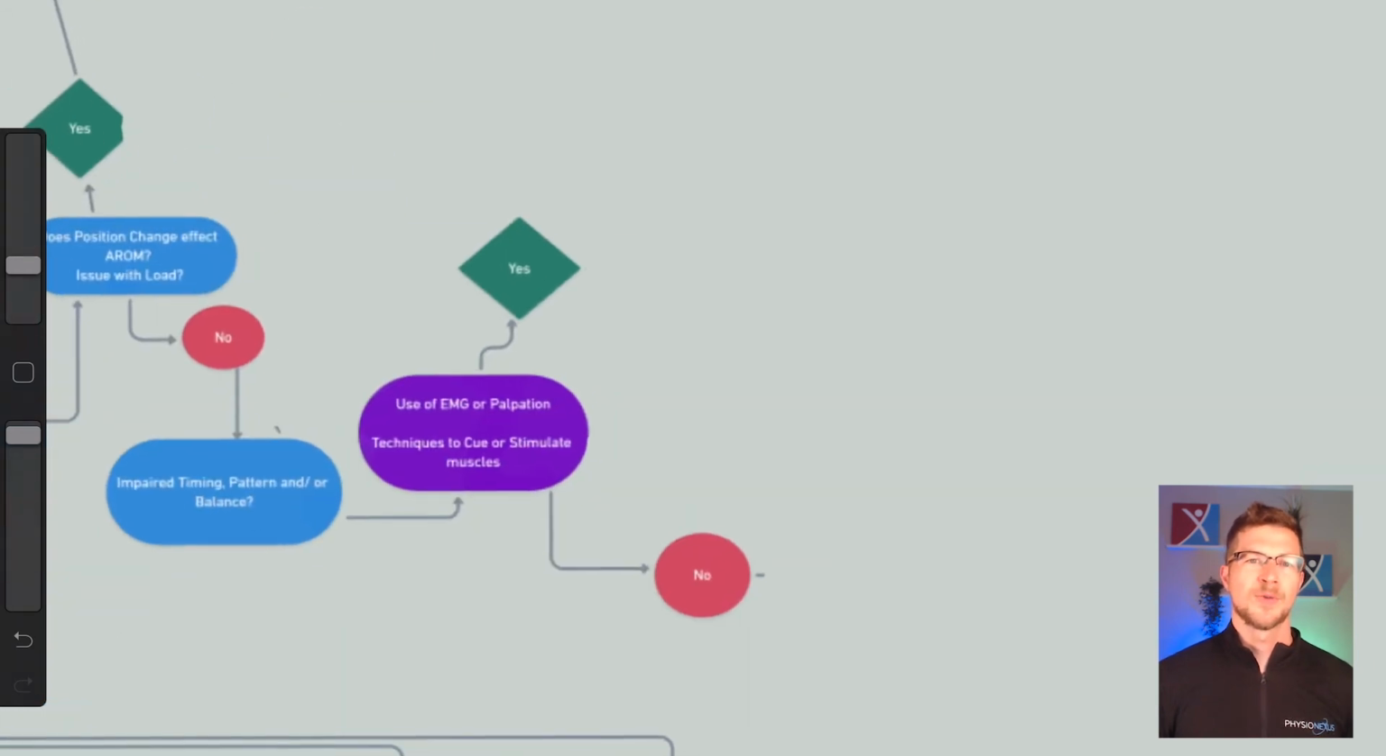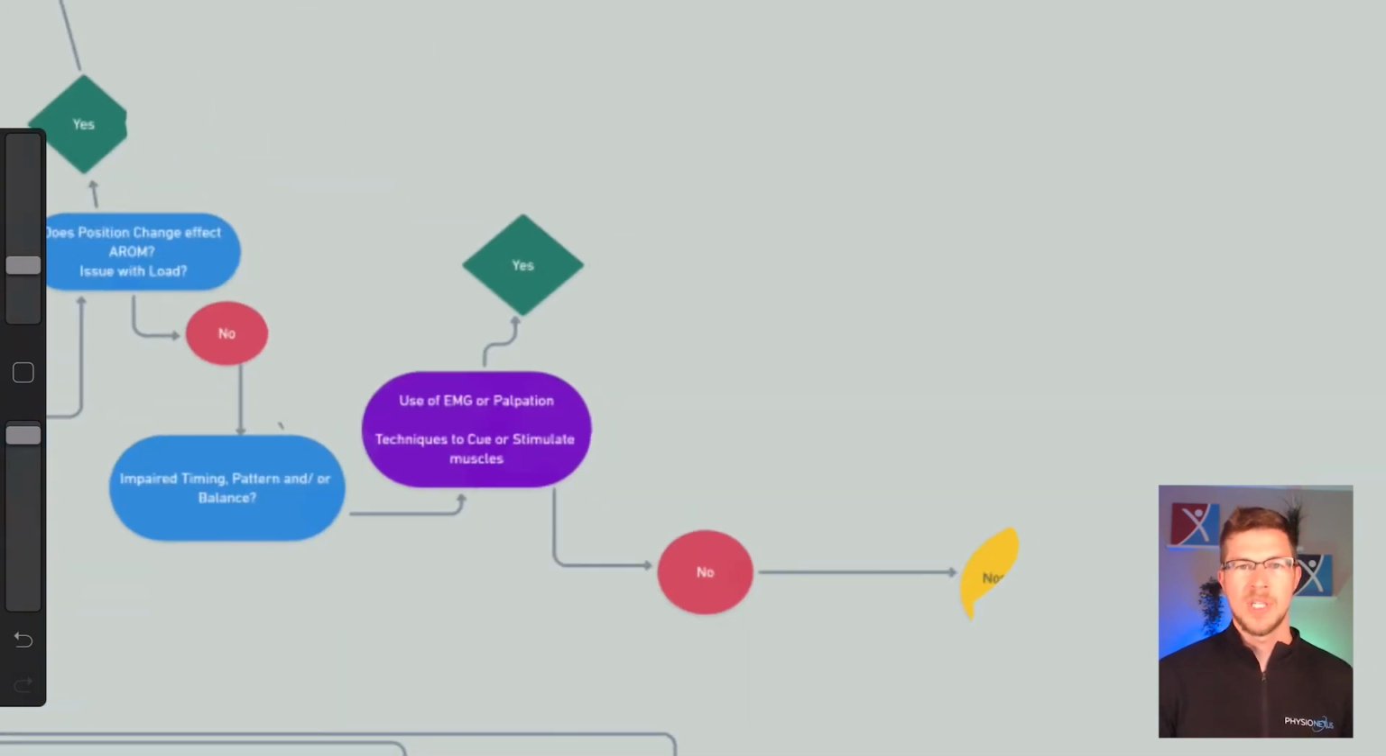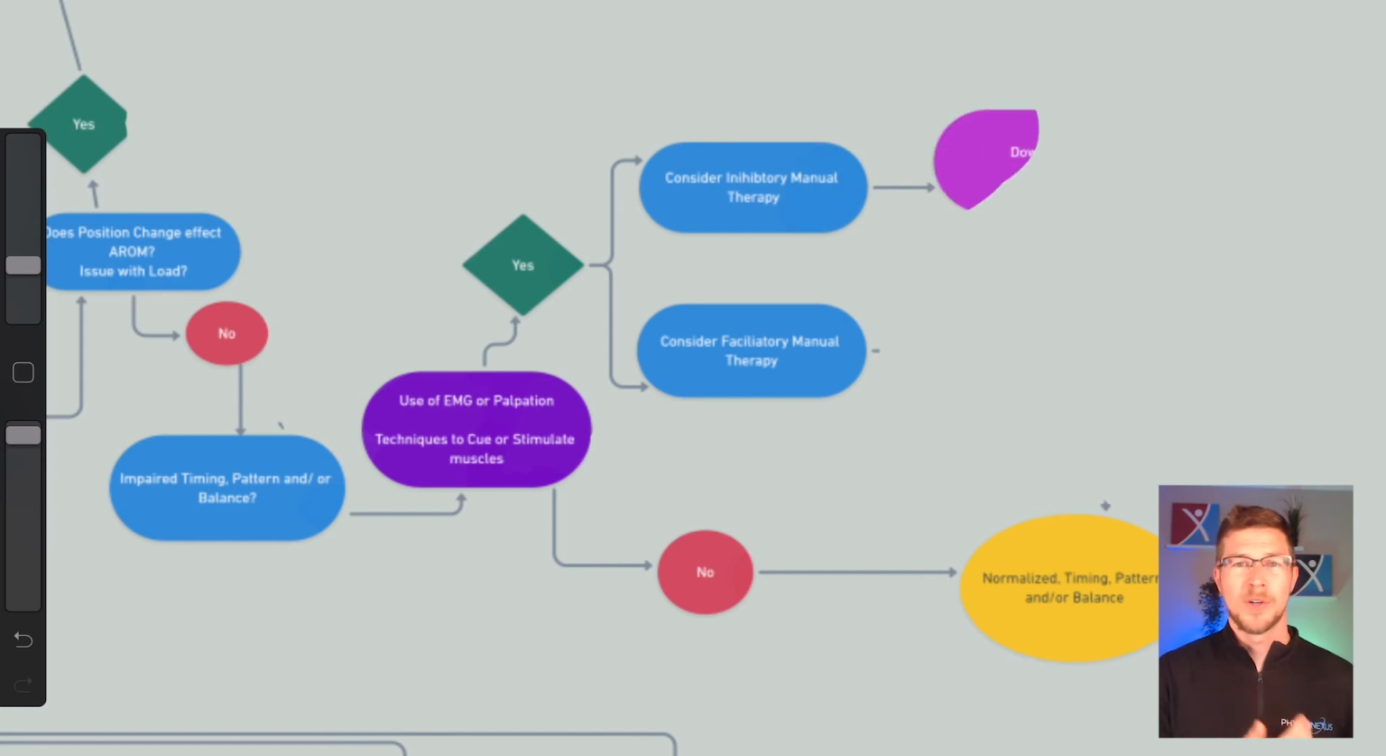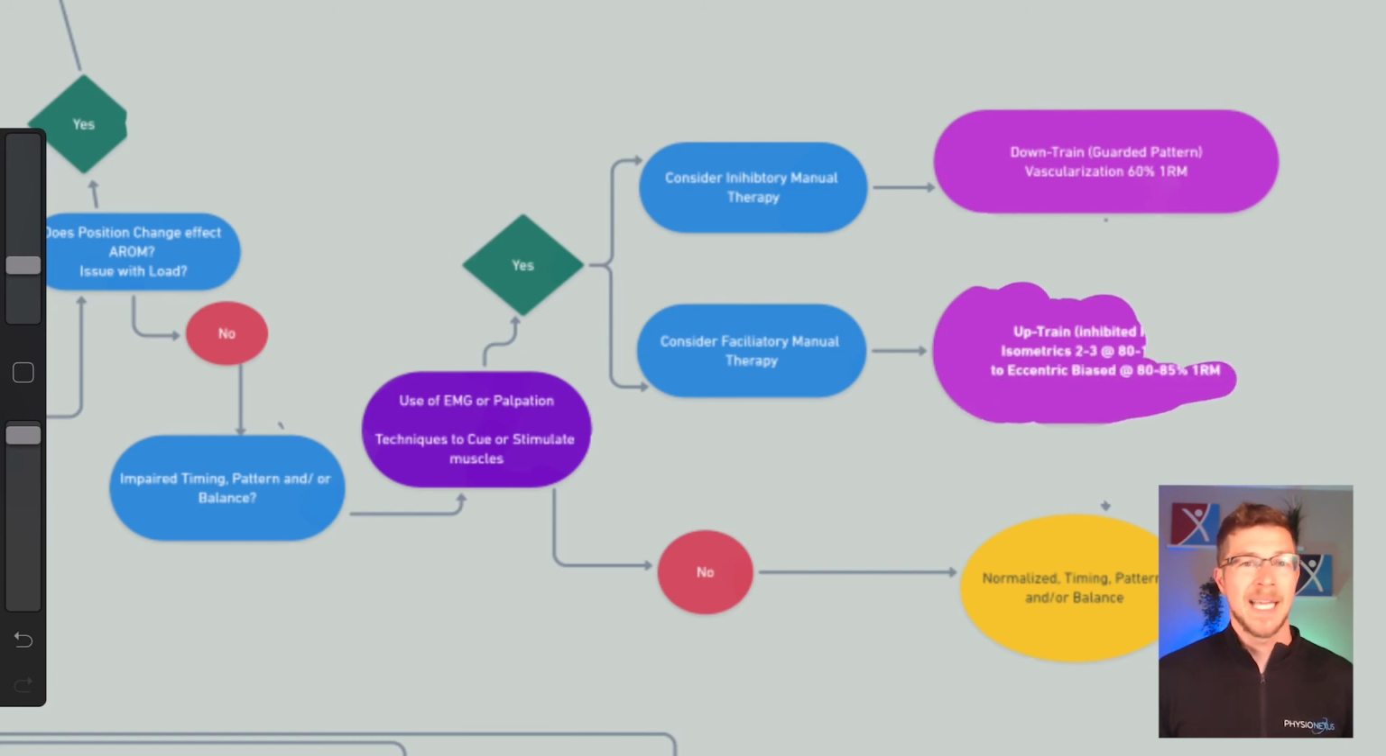If you find that they can grasp the concepts of what you're telling them to achieve, and they don't have any actual impaired learning or timing or planning, then you can just work on normalizing their bigger movement patterns. If you did determine that they had issues with these things, then you can try one of two options. You can either use inhibitory manual therapy, or you can try facilitatory manual therapy. Now, these don't have to be manual, but the idea here is that odds are you will have to either down-train guarded patterns through inhibition first, and then up-train inhibited patterns through facilitation next.